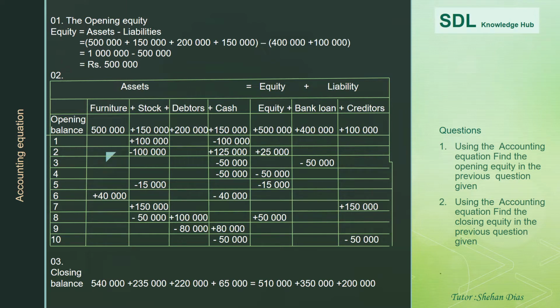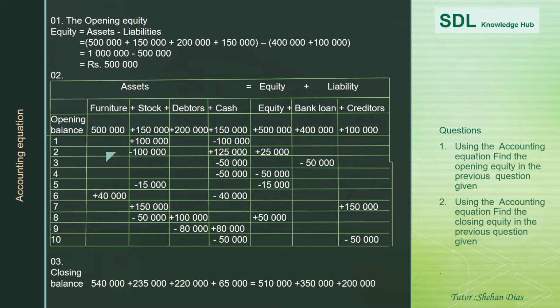Then this stock was sold for 125,000 on cash. Then stock will reduce by 100,000, cash will increase by 125,000, and the difference between the two is income or profit. Here equity will increase by 25,000. Then paid bank loan for 50,000. So cash will reduce by 50,000 and the bank loan will reduce by 50,000.